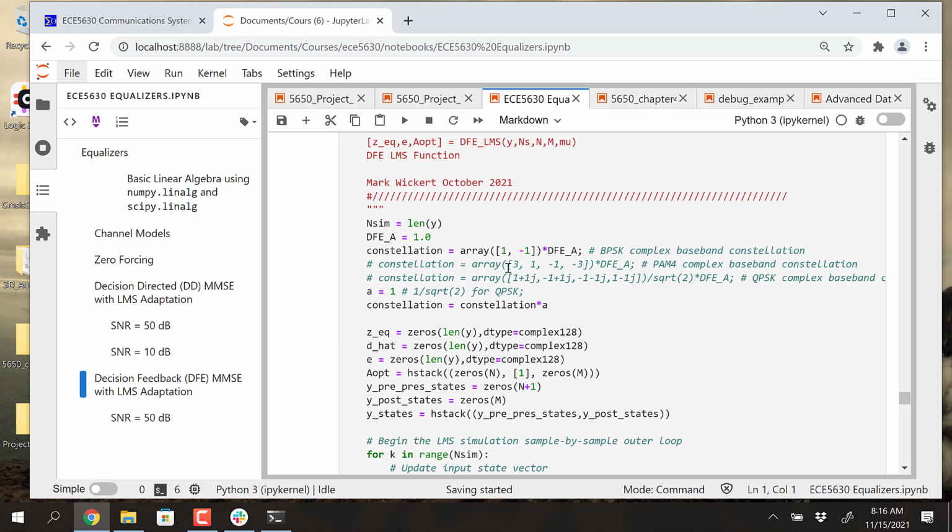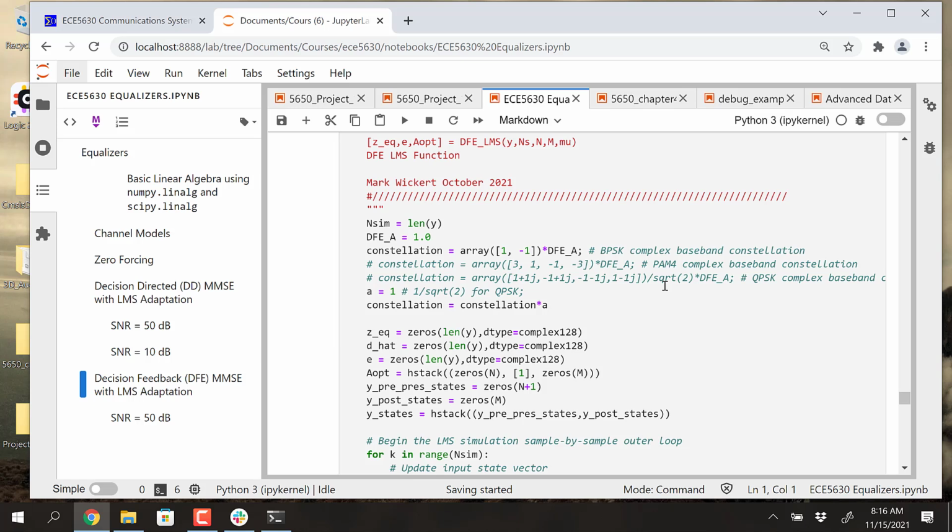If I was doing what Joseph's going to do in his thesis, PAM4, you might use a constellation array like this. If it was QPSK, it might be a constellation array like this. So it would show the 4 possible constellation points, all at a radial value of 1, but at angles of 45, 135, 225, and then minus 45 degrees.